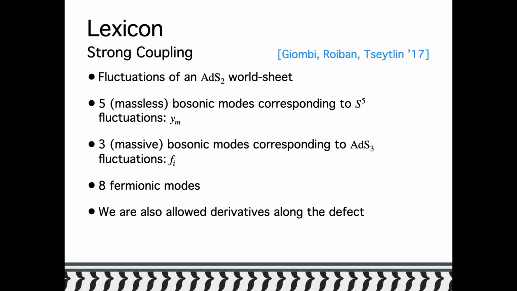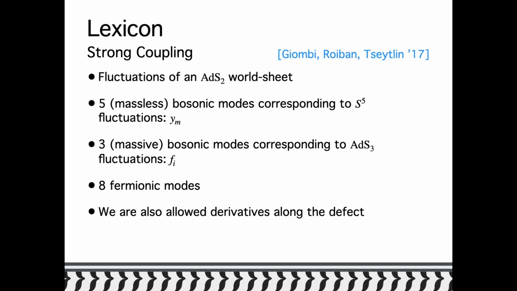Let's also understand what happens at strong coupling. At strong coupling, by the holographic dictionary, a Wilson loop is dual to an open string that ends on the contour of the Wilson loop at the boundary of AdS. In particular, what that means is that insertions on the Wilson loop on the boundary correspond to fluctuations of an AdS2 worldsheet that is created by this open string.